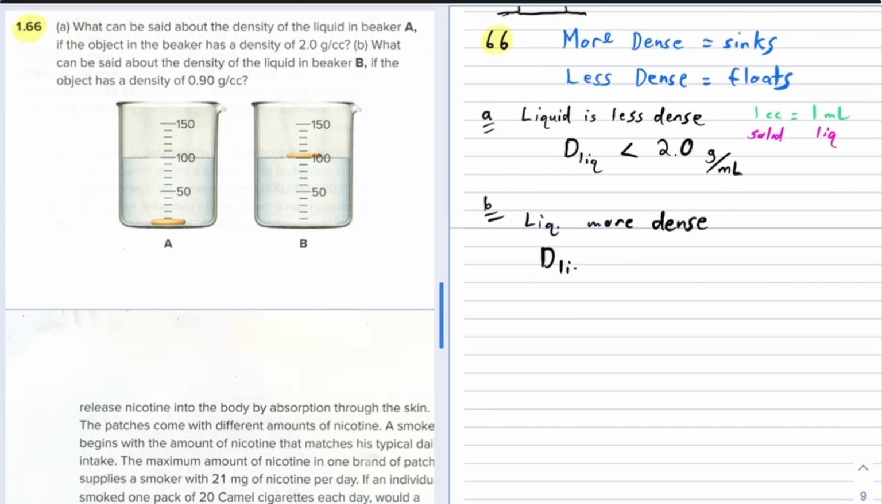is greater than the density of the object, which this time is 0.90 grams per cc, but we'll say 0.90 grams per milliliter because we're talking about a liquid now. Okay, check.